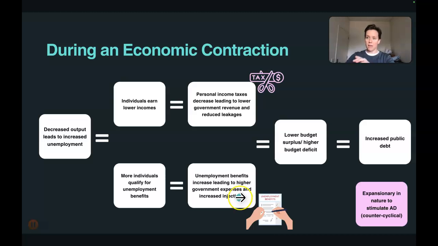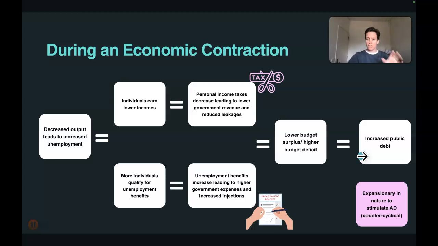So the first automatic stabilizer is this idea of a reduction in personal income tax, and the second automatic stabilizer is the increase in unemployment benefits. Those two things together lead to a decrease in leakages and an increase in injections. Okay, if we look at this, guys, this is going to lead to a smaller budget surplus or potentially create a budget deficit depending on how much money is in and out, and that is going to lead to an increase in public debt.